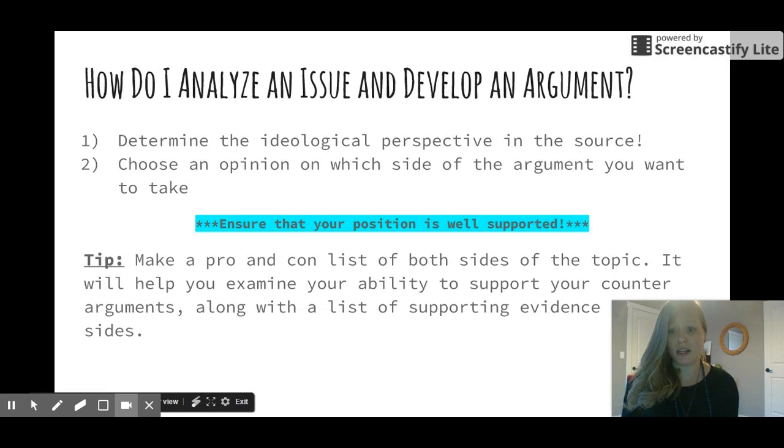So how do you analyze an issue from your source if you don't know how? Again, determine what the source is saying. Then you want to choose an opinion on which side of the argument you want to take. Again, make sure you have evidence for that position, because if you don't, you're not going to have a very persuasive position paper. Tip: make a pro-con list, and if your pro list has more, you know you have a good position.